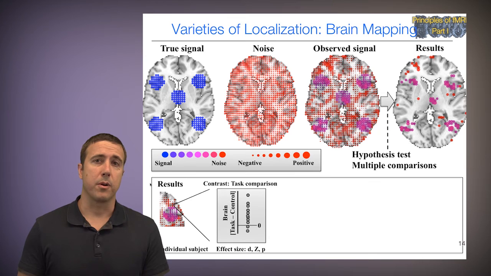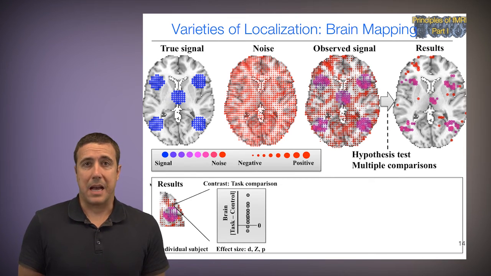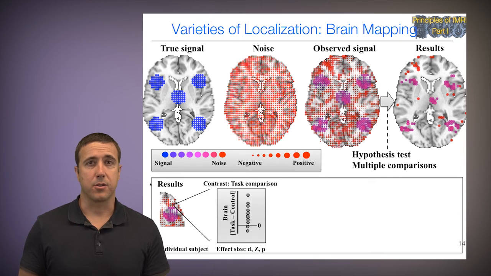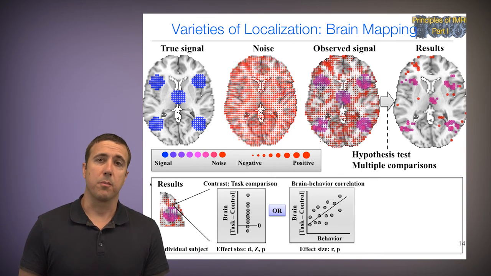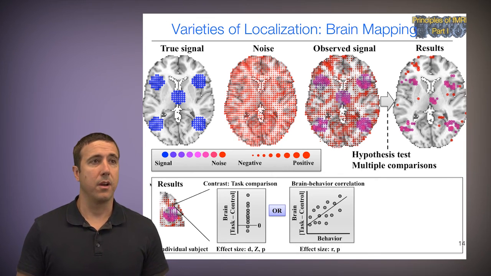This brain mapping approach applies whether one is looking at results from a task. This might be a task minus control comparison, in which each point here in one voxel constitutes a set of scores from individual subjects, and we're doing an analysis across those subjects. It also applies to a brain behavior correlation. Let's say I have a number of subjects again, and I'm correlating brain activity with some behavioral measure. It could be their age, it could be their performance on a cognitive test.